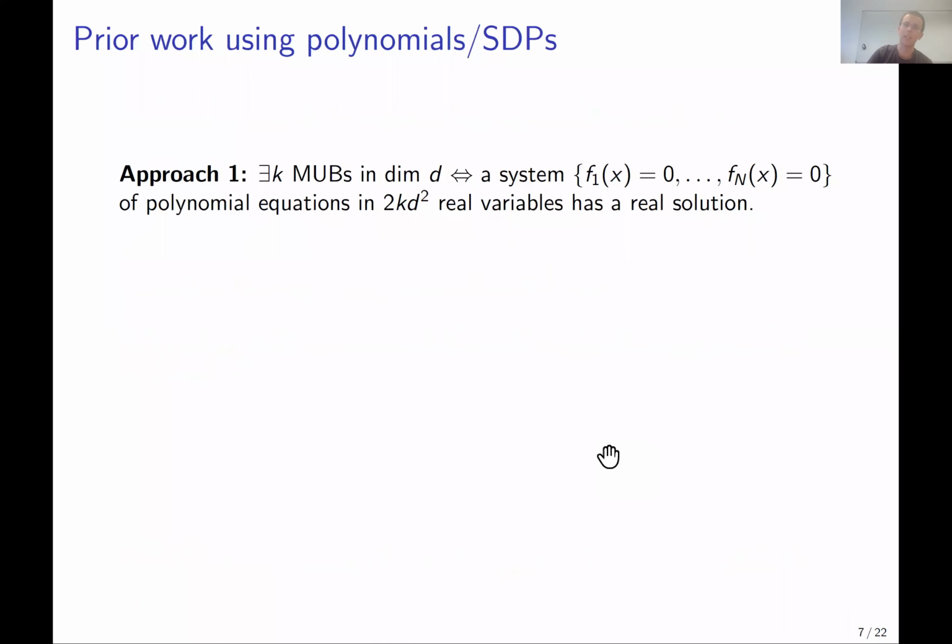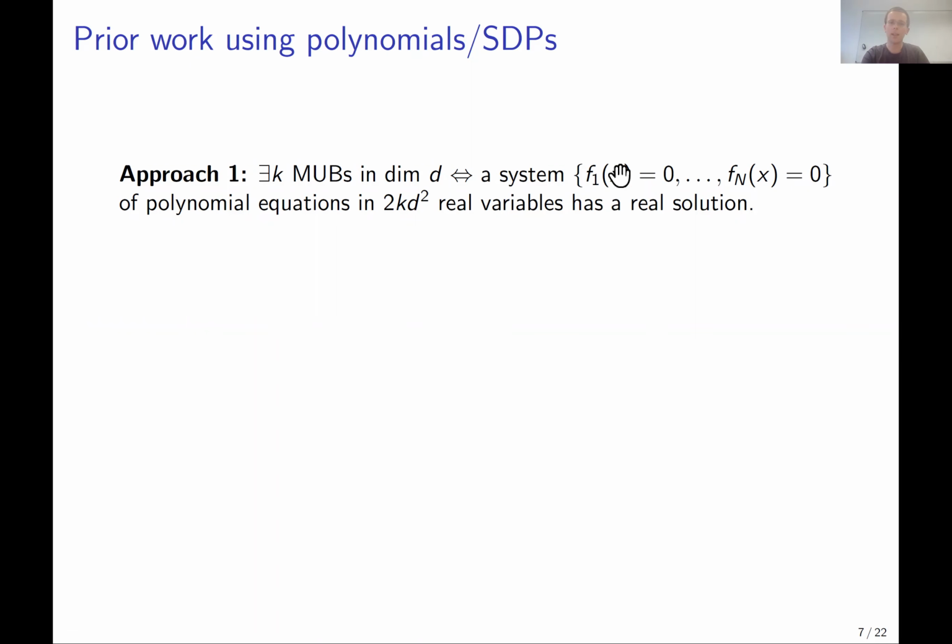Basically, I want to make a distinction here between two approaches. One would be the commutative approach, and the other one, the non-commutative approach. The commutative approach starts with formulating this existence problem as a question about finding a real solution to a set of polynomial equations. So you would parameterize each coordinate of each basis vector with two real coefficients. So you just write it as, let's say, x plus i times y.